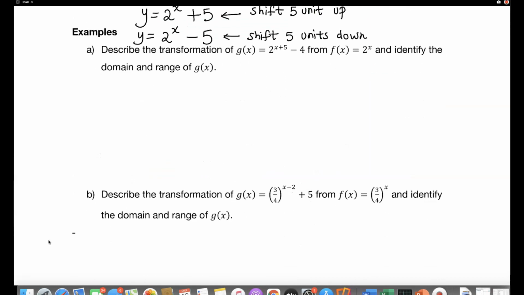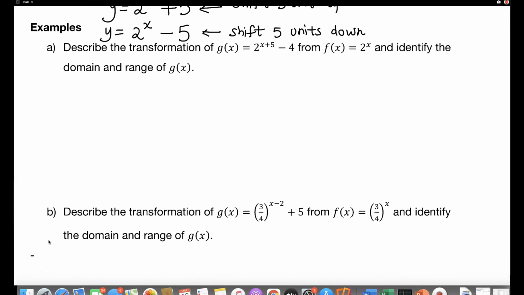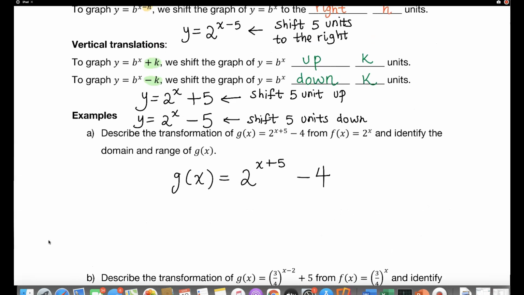So I know you've seen this before. All right, here. Example: describe the transformation of g of x. Let me write this g of x big. G of x is 2 raised to the x plus 5, and the minus 4 is outside. So guess what's happening here?